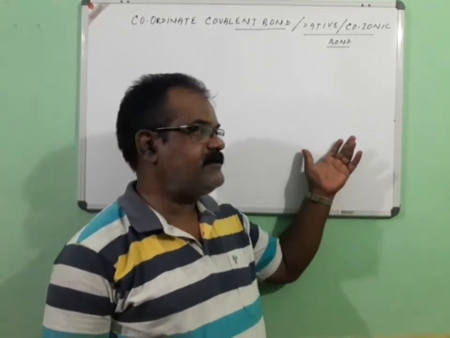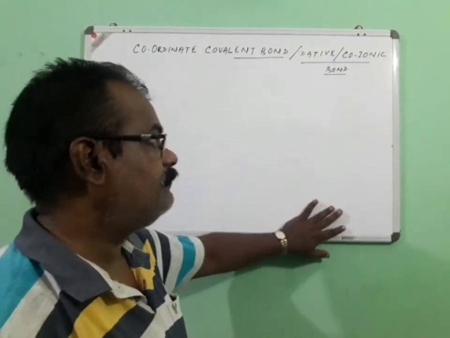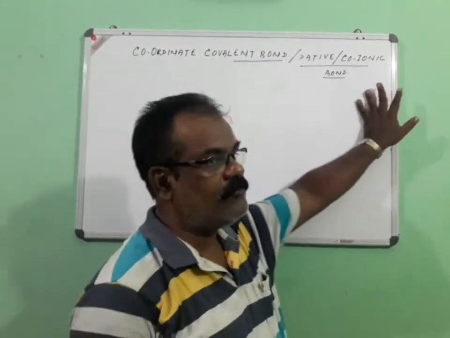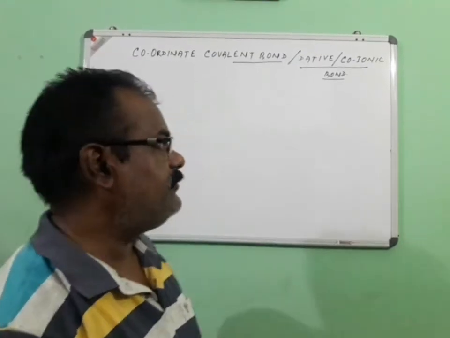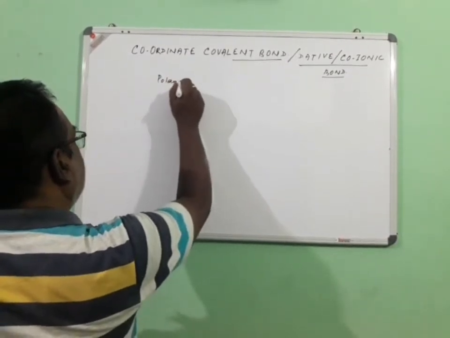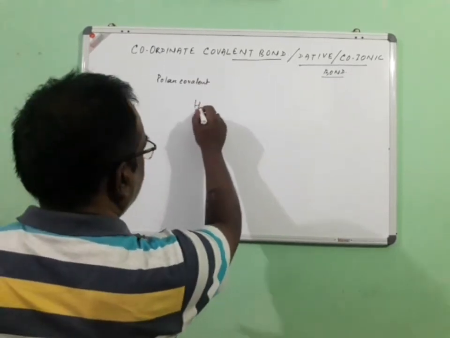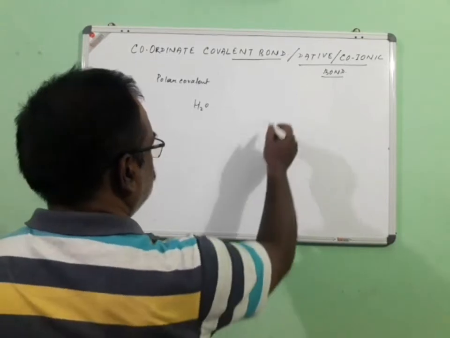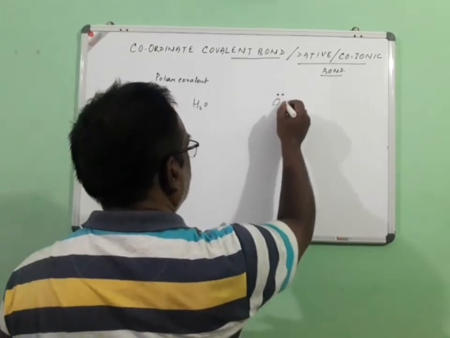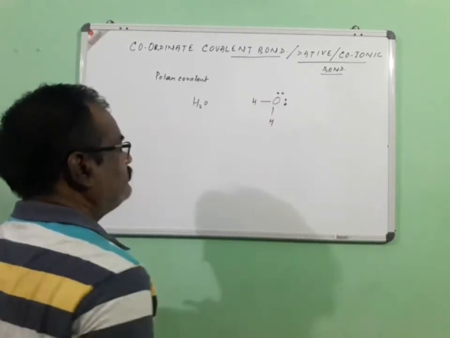Now, so far as this chemical bond is concerned, we are going to the last part of this chapter, that is the coordinate covalent bond, otherwise known as dative bond or co-ionic bond. Previously, we have seen in case of the polar covalent compounds, like for example, water, from the structure that oxygen already has two lone pairs of electrons and combines with hydrogen.